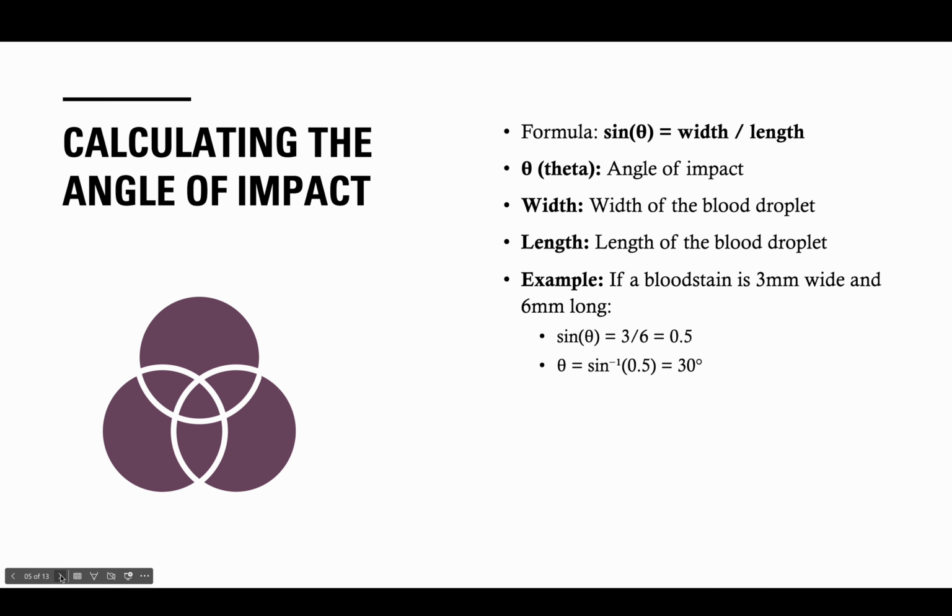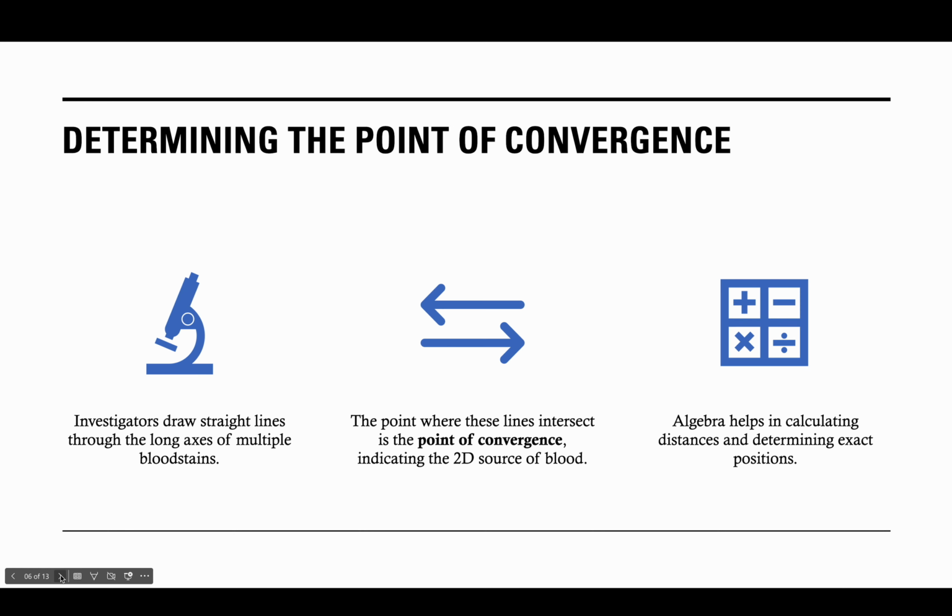We used the width and the length, and the example I put is if there's a 3 millimeter wide blood stain and 6 millimeters long, you do sine of the angle equals 3 over 6 equals 0.5, and then you put that together with the sine to the power of -1, and that equals 30 degrees. And that's how you understand and figure it all out. And that's what we did in my class.